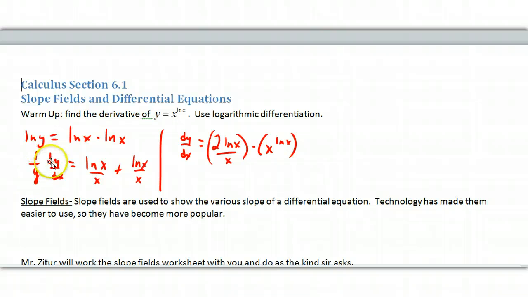So we go 1 over y dy dx, and then I take the first times the derivative of the second, which will give me this, plus the second times the derivative of the first, which gives me the same thing. So there's just two of those. So I get 2 ln x over x. Then I multiply both sides by y. When I do that, I use my original y back in. This is the function in terms of x. So instead of y, I write x to the ln x. So this is the answer that you should get.